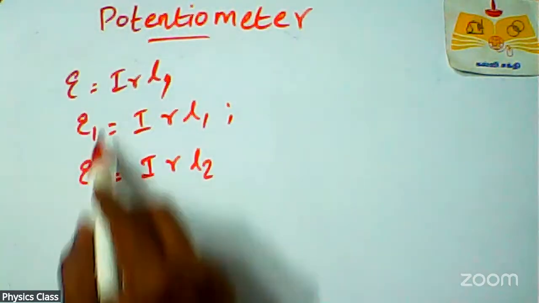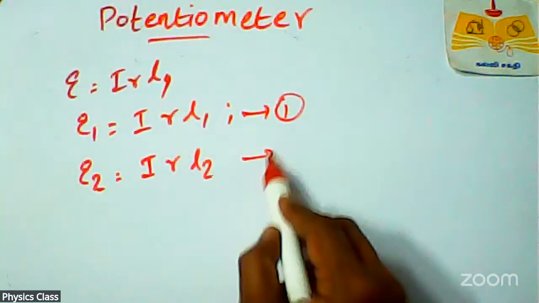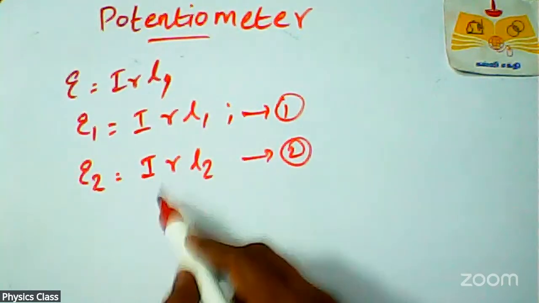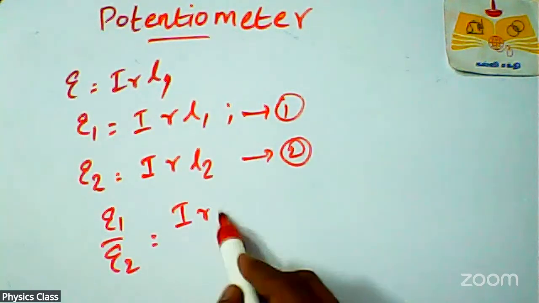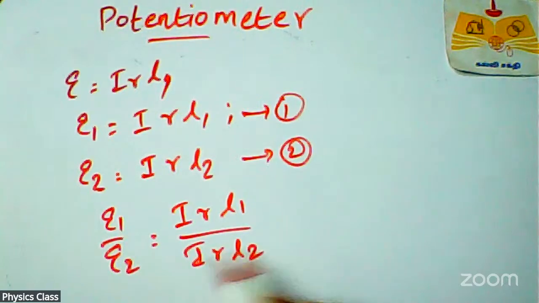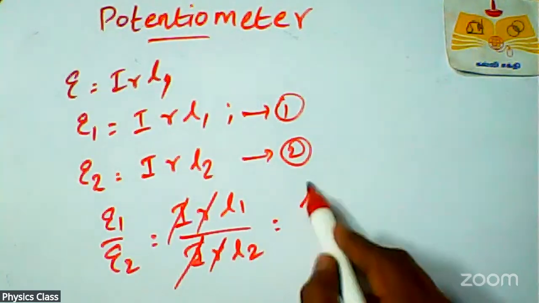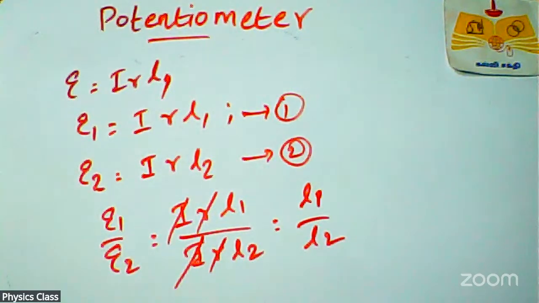Now this is equation 1, this is equation 2. Now you can divide the equations. So E1 by E2: you can cancel the common terms I, r, r. So L1 by L2 is the final result. So by comparing the EMF of these two cells, what term do we arrive at? That is L1 by L2, which depends on the balancing length.